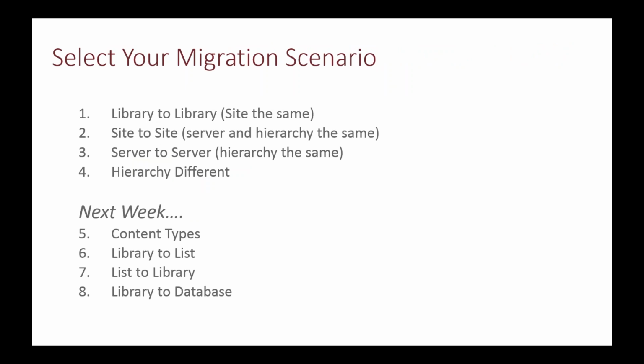We're going to start the main topic here, and that is talking about these 3 different scenarios. To begin with, I'm going to show you these 3 scenarios today: moving a form from one library to another, from one site to another, and from one server to another. In all cases, the hierarchy is the same. I'll talk more about what that means, but basically it's the path to the library. So it's like server / site / library.